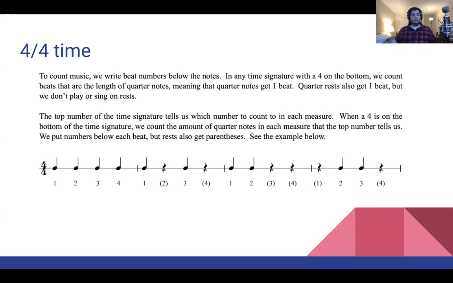We're going to put numbers below each beat, and when it's a rest, we're going to add parentheses. So for example, the first measure has 4 quarter notes in it, so it's just 1, 2, 3, 4. In the second measure, there's some rests. So we're going to put parentheses around the beats that there are rests, for example, beats 2 and 4.